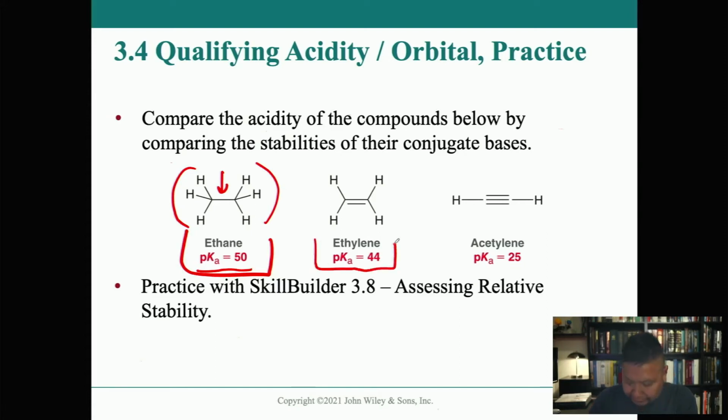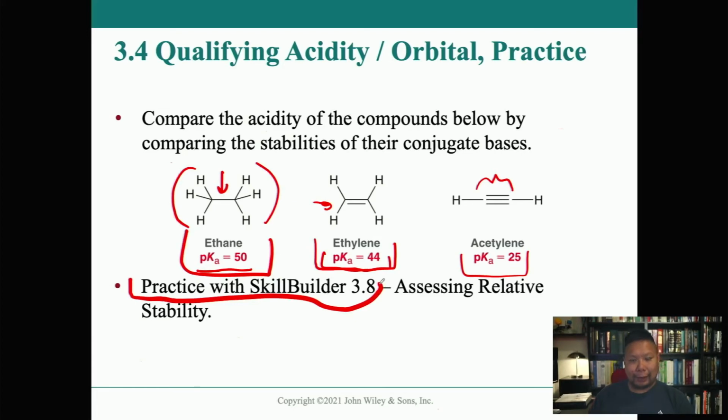Then we take a look at ethylene, pKa of 44, which makes sense because it's got a double bond right there. And then the acetylene with the triple bond there, or the sp hybridized carbon there, right? Man, pKa of 25, way stronger than the rest, right? The lower the number, the stronger the acid. Again, practice with Skill Builder 3.8 on Wiley Plus.